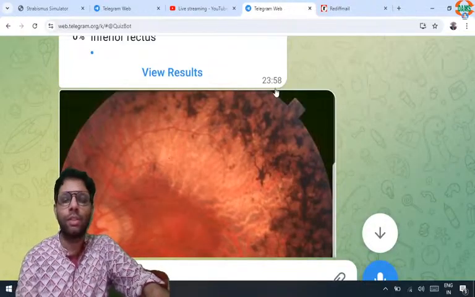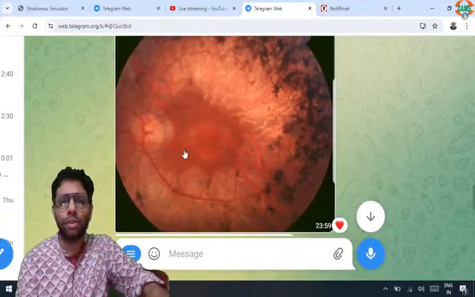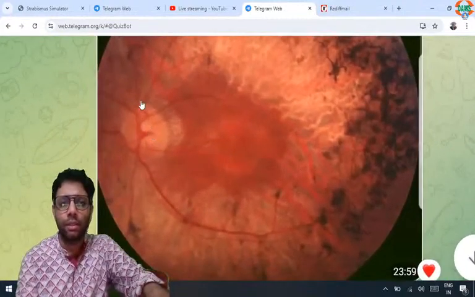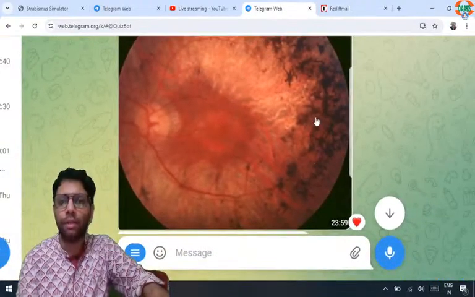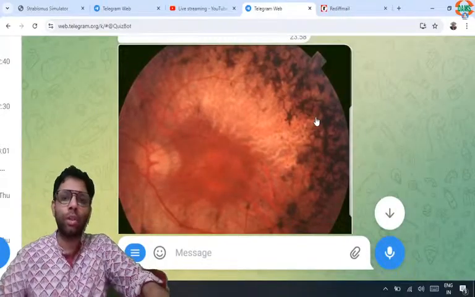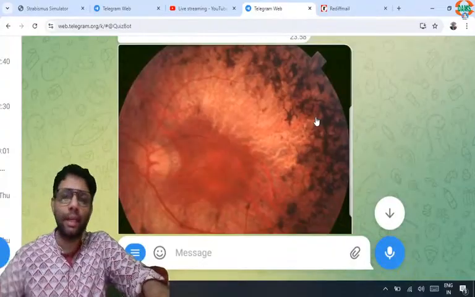Okay. Now this is the retina, the left retina of the patient. This is the optic disc. These are the vessels, the central vessels, which you can see. Now you can see some pigments in the peripheral retina. Now this is the most common retinal dystrophy, that is retinitis pigmentosa.